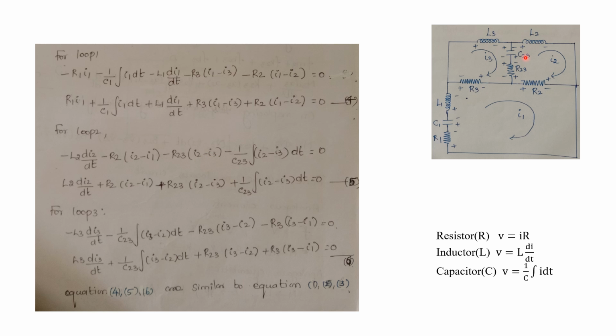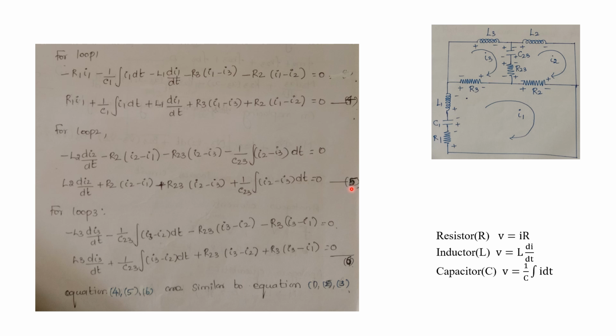Then again, from plus to minus, it will be minus. Voltage drop across the capacitor: 1 by C23 into integral of the difference in current, that is I2 minus I3, the loop current for loop 2 minus the loop current for loop 3, into dt will be equal to 0. Here also there is no voltage rise, all are voltage drops. In all the terms we have minus sign, so throughout we can multiply with minus, and we will get the equation like this. We can represent it as equation number 5.